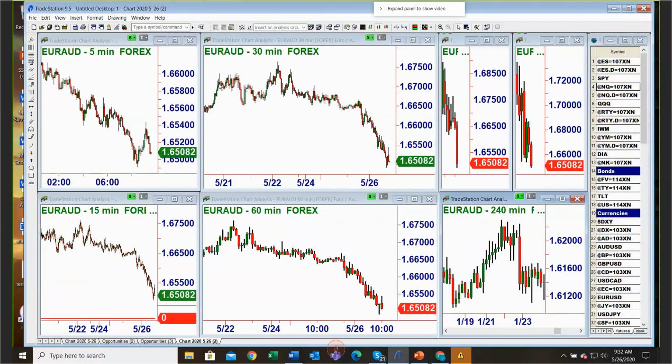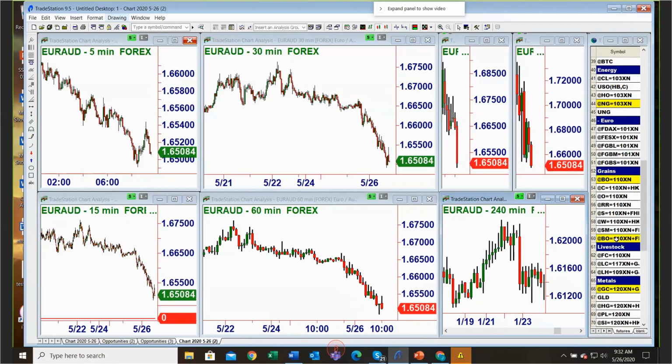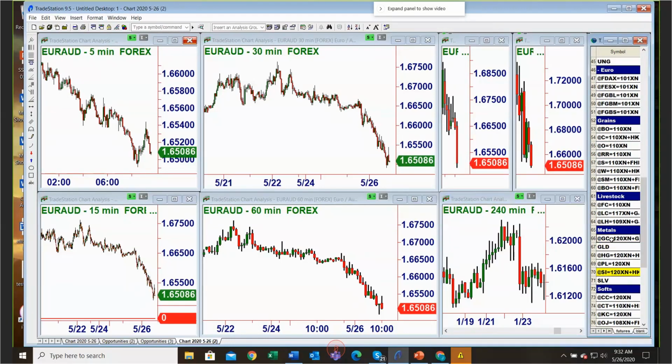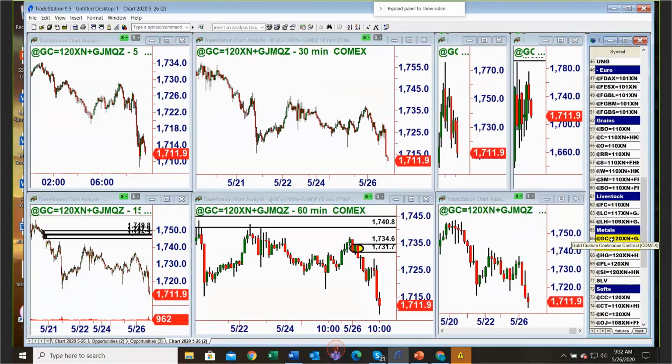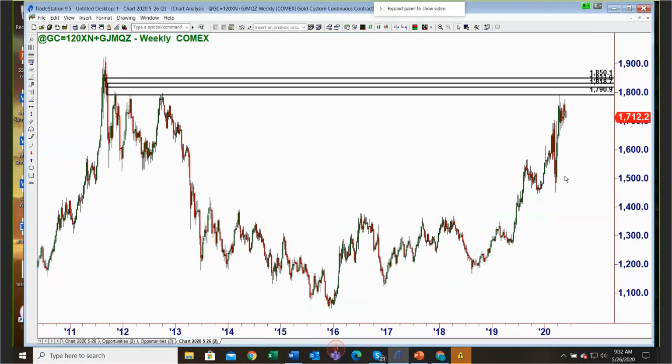All right, let's move on to gold. Let's see here. So gold, we're going to look at two time frames, really, 4 hour and 60 minute. Actually, I guess before we do that, I just want to give everybody context. This is where gold is at right now. This is the weekly time frame.